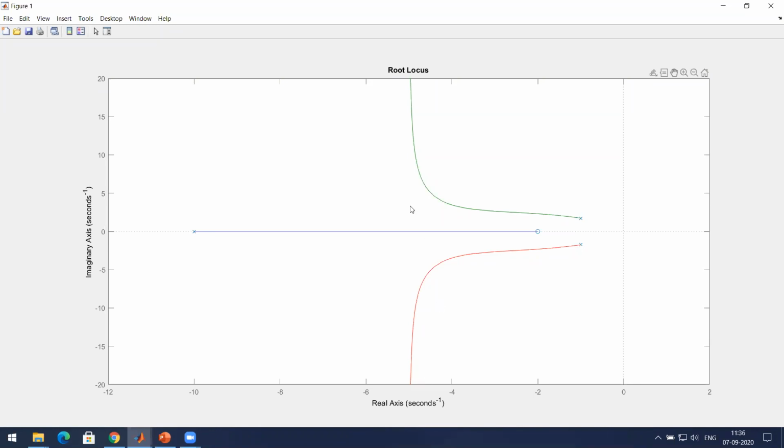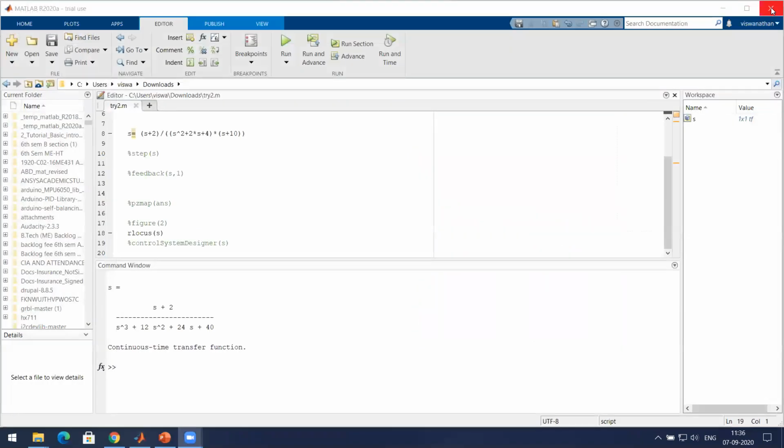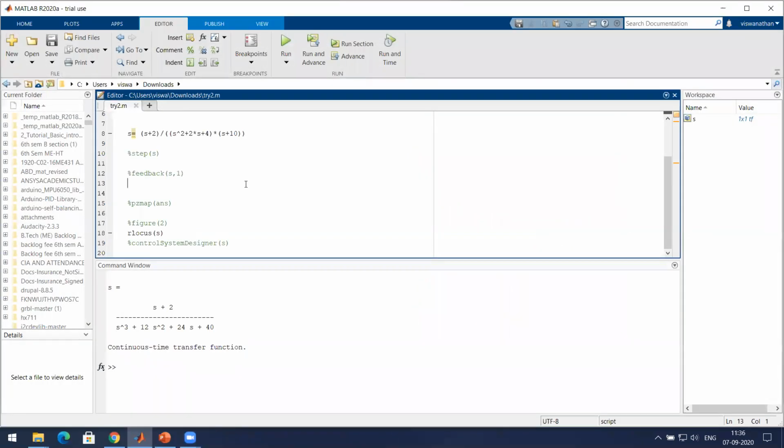Now these are the 2 poles, and this is 1 pole over here, and this is 1 zero over here. So we cannot use the concept of the damping ratio or the natural frequency in this. So we need to reduce this to a second order system. Okay, how do we do this?